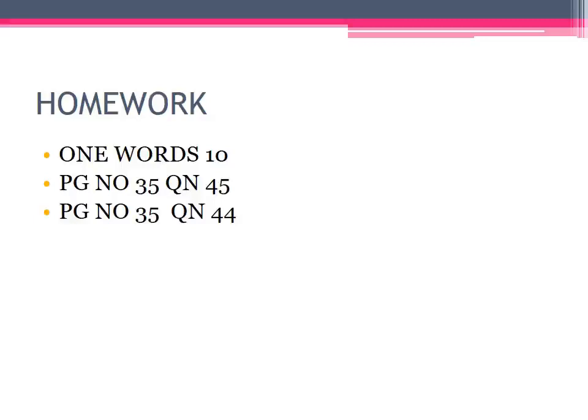Did you understand? Page number 35, question number 45 and 44. Oxidation number method and ion electron method. Any two equations you do, the first two. Did you understand, children? On page number 35, in the 44th sum and 45th sum, do only the first two as your assignment.